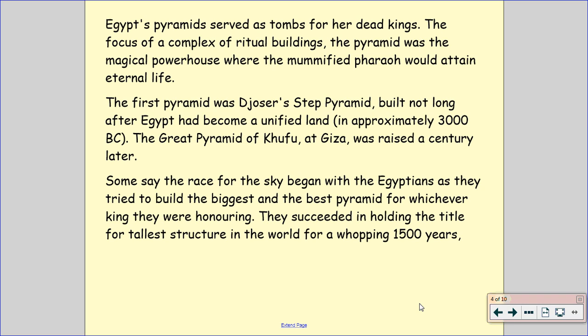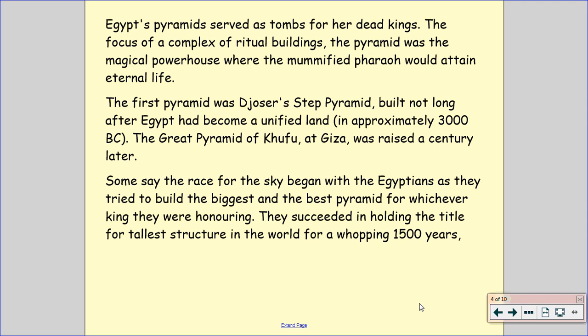And the Great Pyramid of Khufu at Giza, the Great Pyramids of Giza, which is what we're going to look at today, was raised a century later. So 100 years later is when these pyramids came about. And there was quite an advancement from how they started burying their dead to how they ended burying their dead.